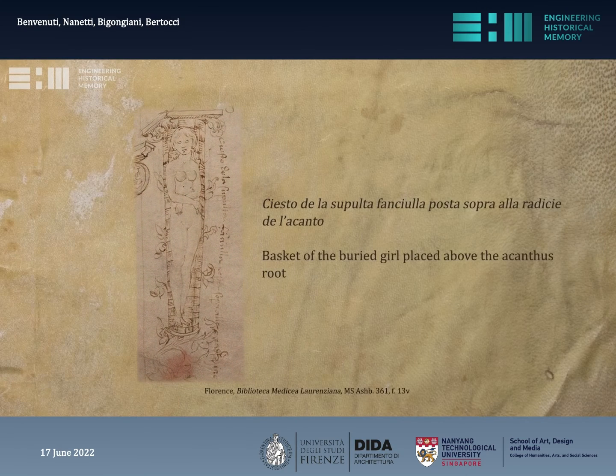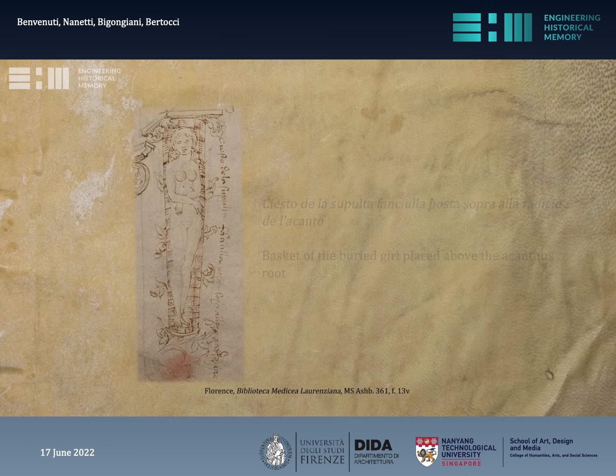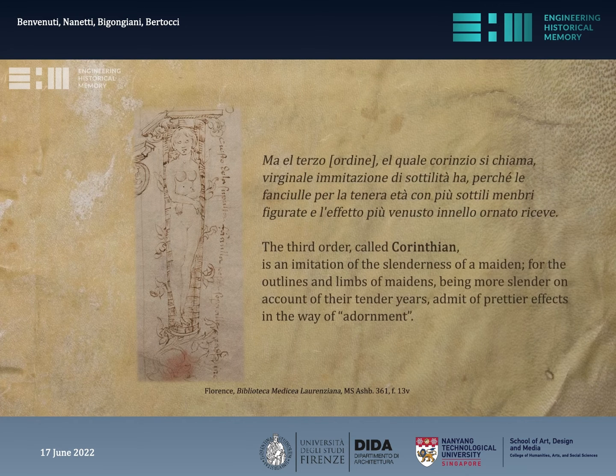Basket of the buried girl placed above the acanthus root. The third order, called Corinthian, is an imitation of the slenderness of a maiden, for the outlines and limbs of girls, being slenderer on account of their tender years, admit of prettier effects in the way of adornment.